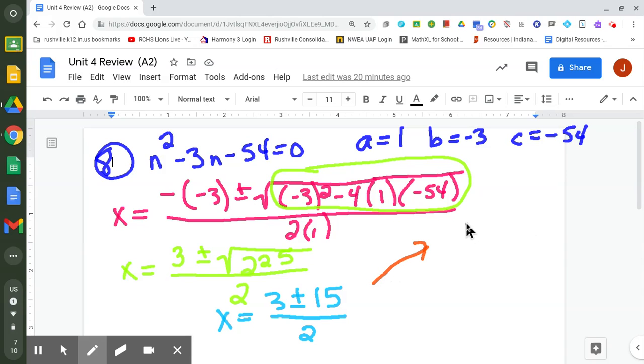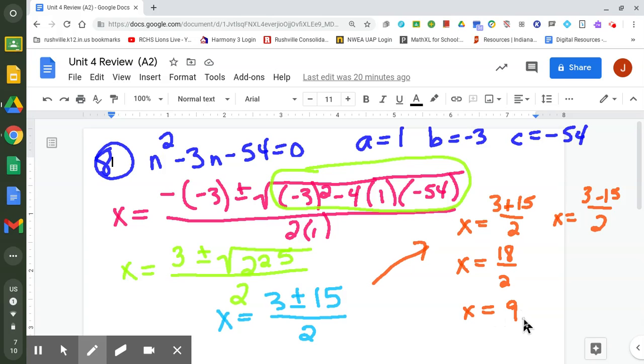here. So I'm going to have x equals (3 plus 15) over 2, and x equals (3 minus 15) over 2. So this would be x equals 18 over 2, which simplifies to 9. And over here, x equals negative 12 over 2, and that reduces to negative 6. So those are my two solutions, 9 and negative 6.